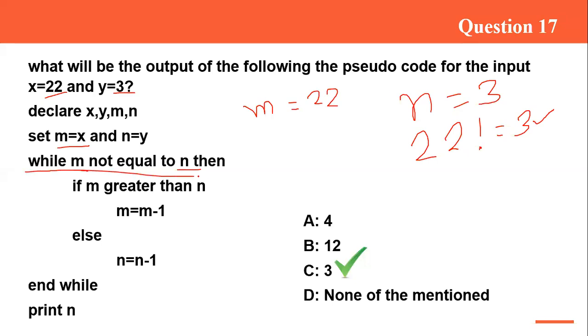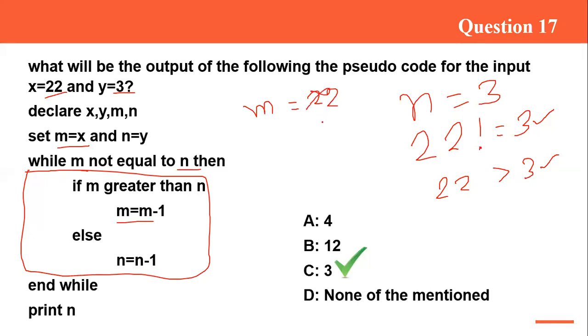This is inside while, right? This whole code is inside while. As the condition is true, it will enter inside the while. Inside the while, what is there? m greater than n. That means 22 greater than 3. Is it true? Yes. As it is true, what will happen? m is equal to m minus 1. m value was 22. That will become 21. And then as if is executed, else will not be executed. It will directly go to while updating.